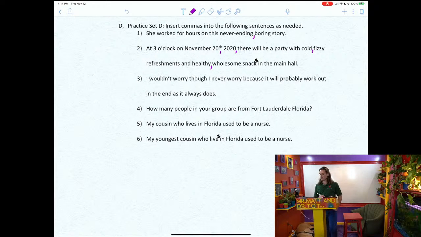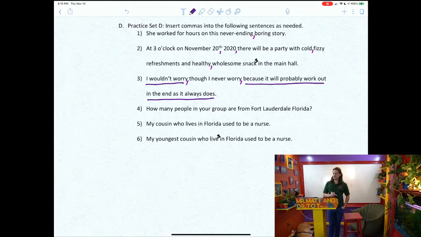Number 3, I wouldn't worry, though I never worry, because it will probably work out in the end as it always does. So I wouldn't worry, though I never worry. So though I never worry is a parenthetical clause. And you can kind of tell it doesn't really make sense without any punctuation there to separate it, because the essential meaning of this sentence is I wouldn't worry because it will probably work out in the end as it always does. So we need commas surrounding the phrase, though I never worry.